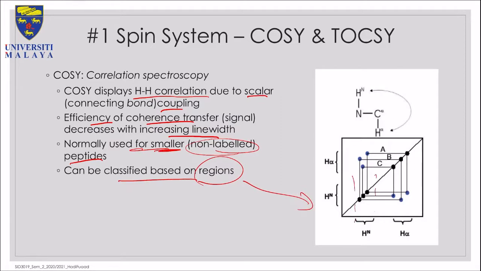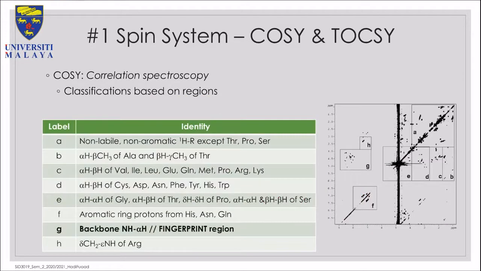You can have your NH region, you can have your alpha proton region, and you can have a different region based on the amino acids. So these are the 8 regions in the COSY spin system for peptides and proteins. The regions are well separated within the COSY 2D spectrum.